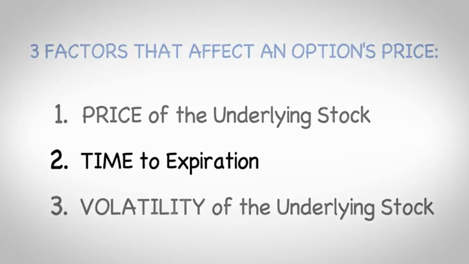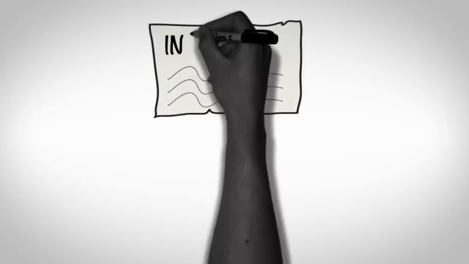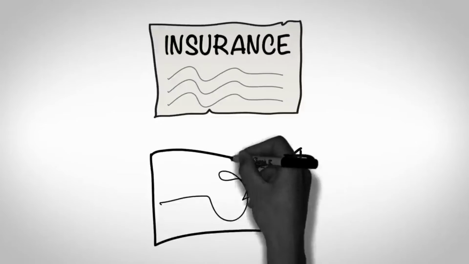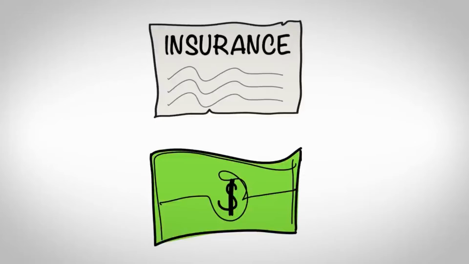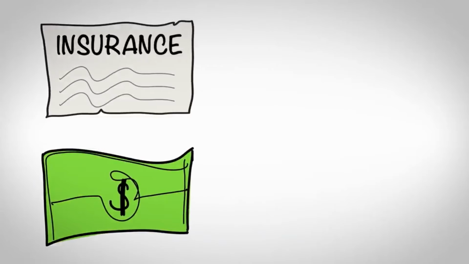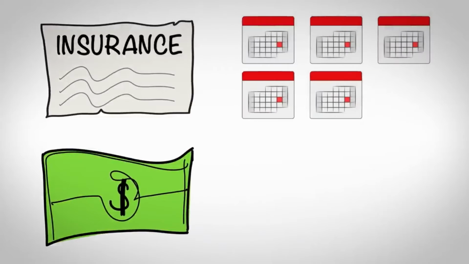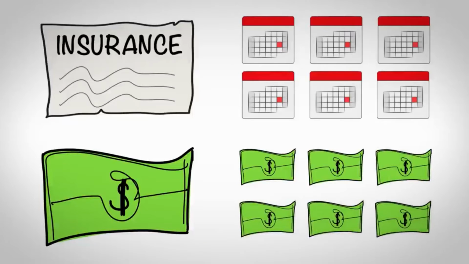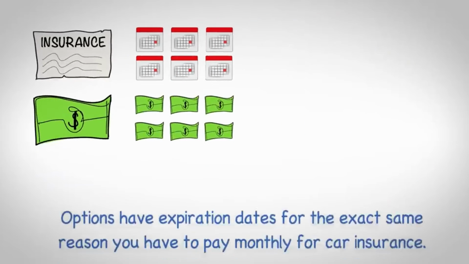Let's talk about how time will affect an option's price. We've talked about how options are basically insurance, and of course you have to pay money for this insurance. Now, the thing about insurance is you don't get to just pay a one-time payment and have insurance forever. You have to pay month after month to keep your insurance. So the longer you have it, the more money you will have to pay. Options are the same way.